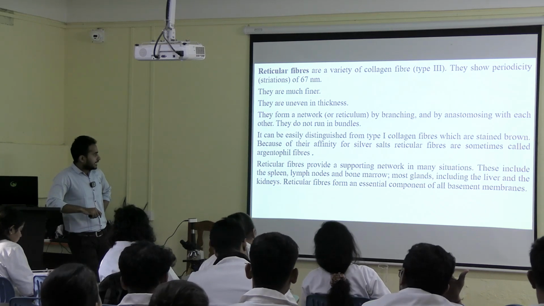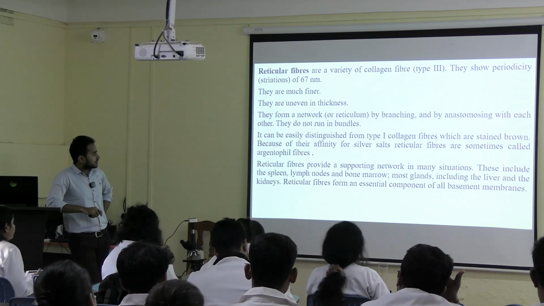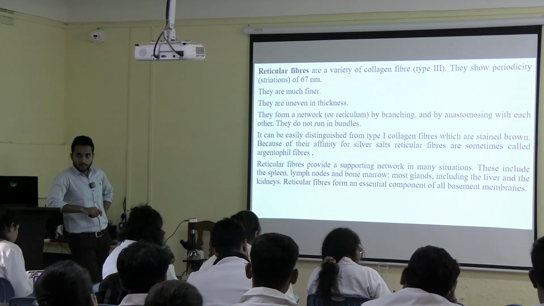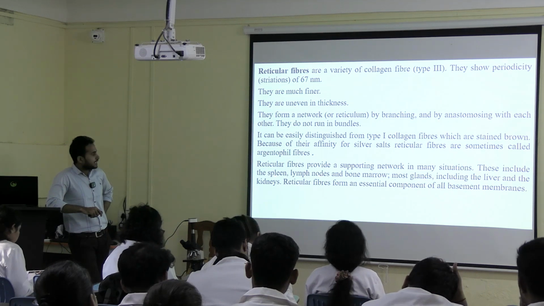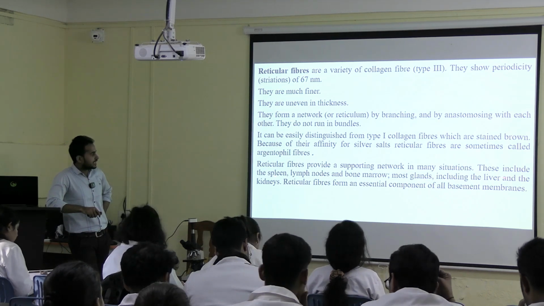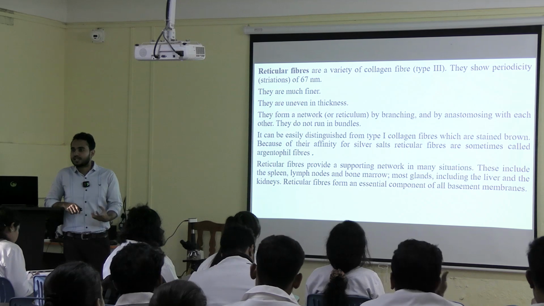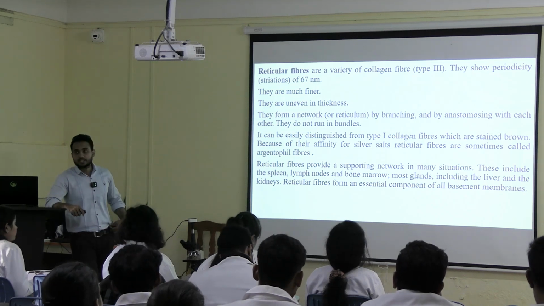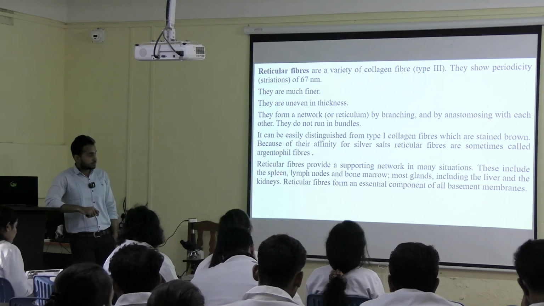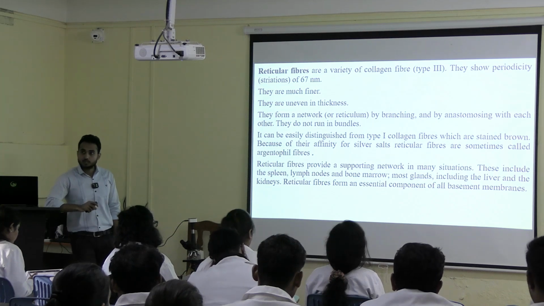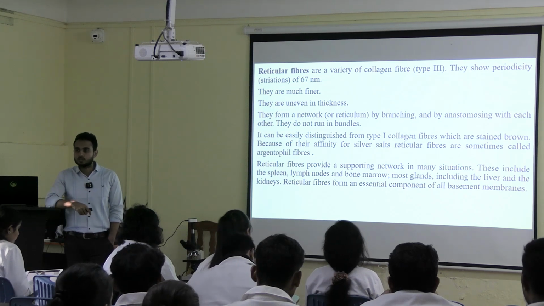Next, reticular fibers provide a supporting network in many situations. They include the framework of the spleen. I hope you have heard about the spleen, the largest lymphoid organ of our body. Then lymph nodes, bone marrow, most of the glands, liver, kidneys, etc. So the framework of those organs is made up of reticular fibers. When we study the microscopic structure of the spleen and lymph node, at that time you will come to know that the framework is made up of reticular tissue or reticular fibers.